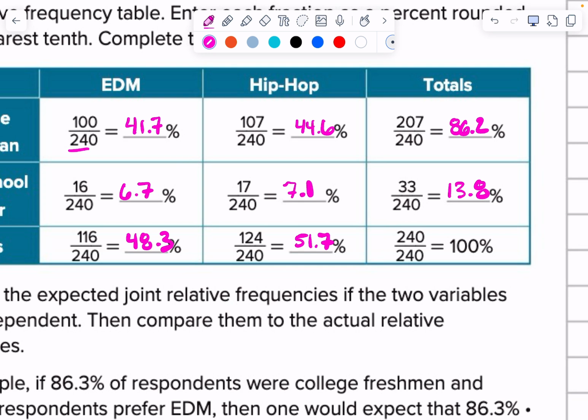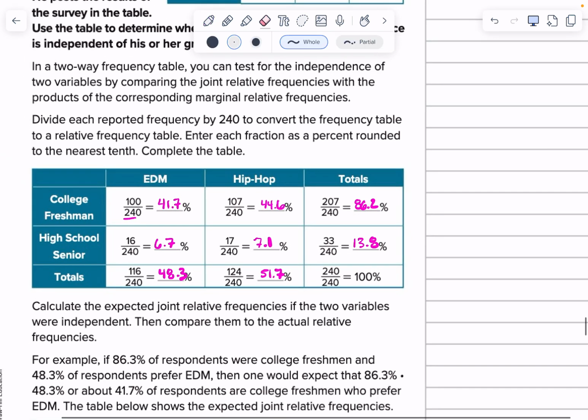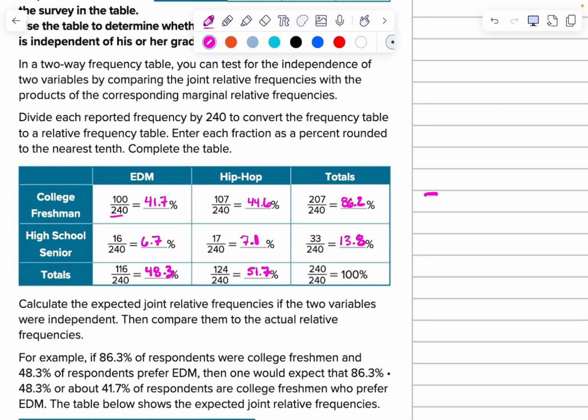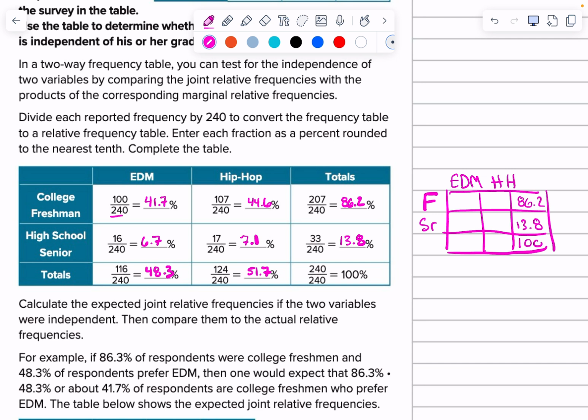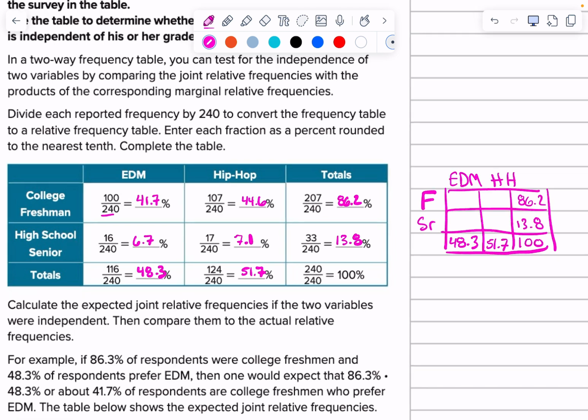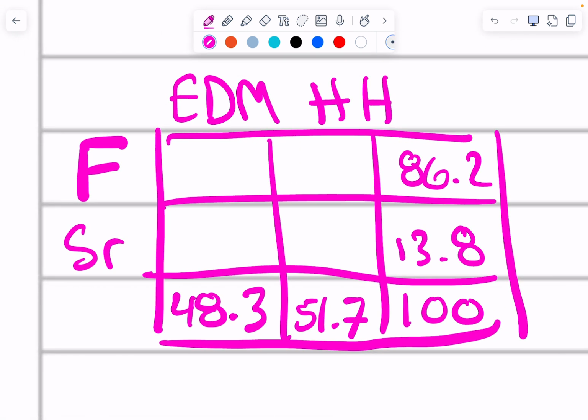Here's how you determine whether or not they are dependent versus independent. I'm going to create this table with freshman and senior, high school freshman or college freshman, high school senior, whatever. Here's my table with EDM and hip hop. My totals over here were 86.2, 13.8, and 100. Over here, they were 51.7 and 48.3. These are my marginal frequencies.